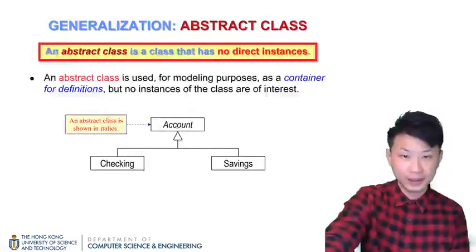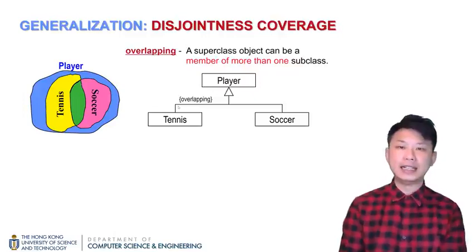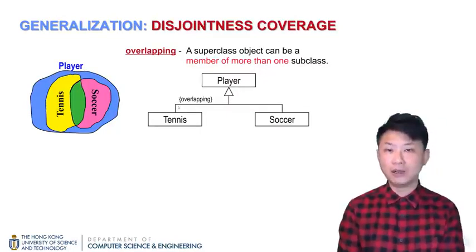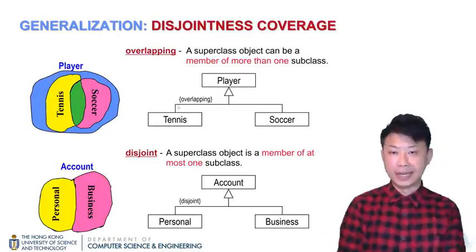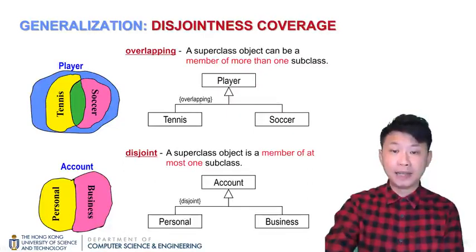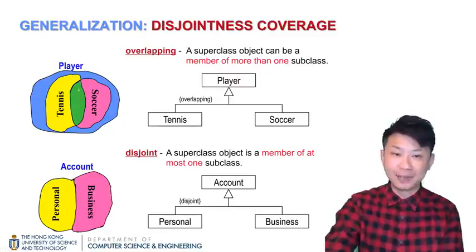Another thing that we need to define for generalization is the disjoint coverage. The coverage can be either overlapping or disjoint. So what do we mean by overlapping? In this example, we can see that players can be playing either tennis or soccer, and we make it overlapping. That means some of the players are playing tennis and soccer at the same time. So this green part, some players may be playing tennis and soccer at the same time. And if that's the case, then we have to put the constraint here, saying that this generalization constraint is overlapping.